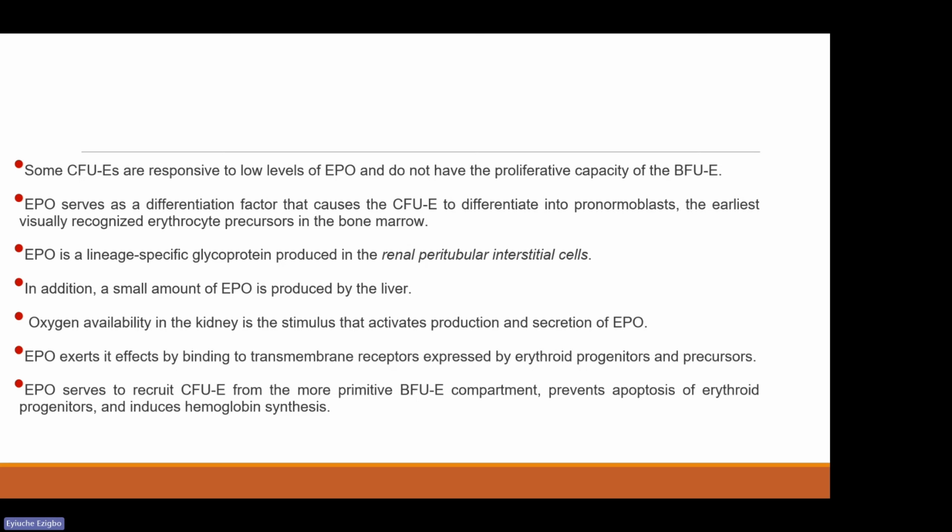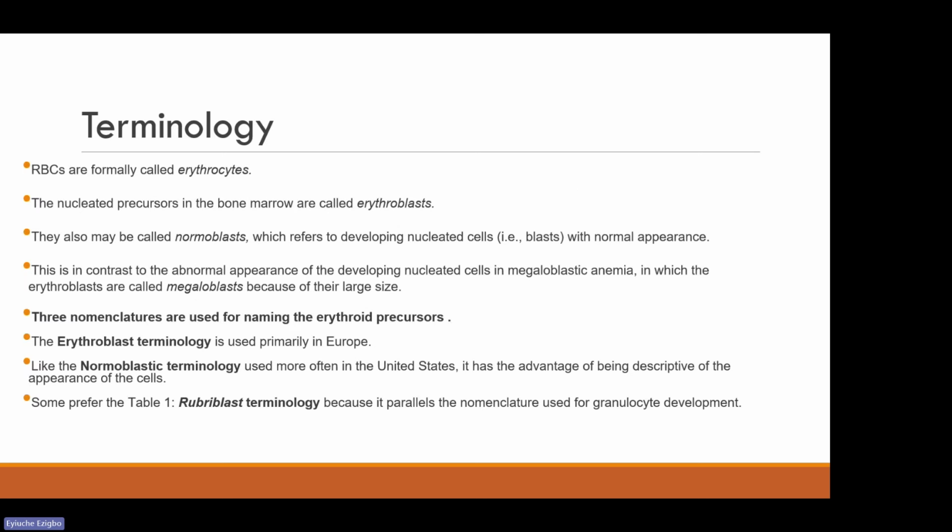Erythropoietin also serves to recruit colony-forming units erythroid from the more primitive burst-forming unit components, prevents apoptosis of the erythroid progenitors, and induces hemoglobin synthesis. So this hormone that is produced from the kidney and some from the liver functions to activate the cell line committed to red blood cell production, so it can continue in the process of red blood cell formation. There are some terminologies we're going to look at, which will help us in our description of the cells as we go on.